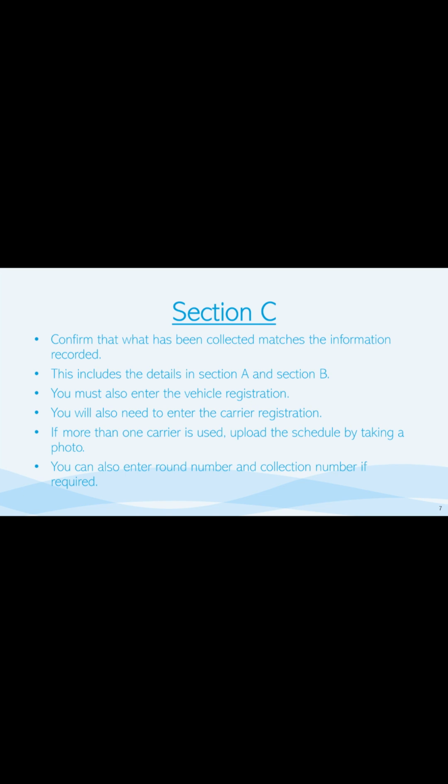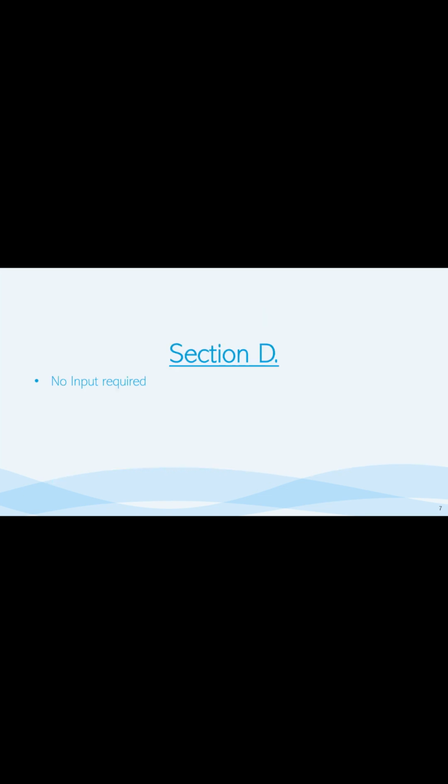If more than one carrier is used, upload the schedule by taking a photo. You can also enter round number and collection number, if required. At the moment, the carrier registration will need to be entered manually. This may be automated in future updates, but for now, make sure it is entered correctly before moving forward. Section D. No input required. Review only and make sure the information is correct.